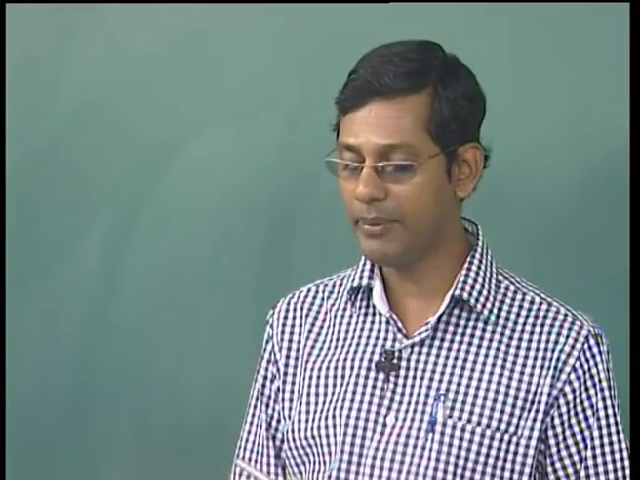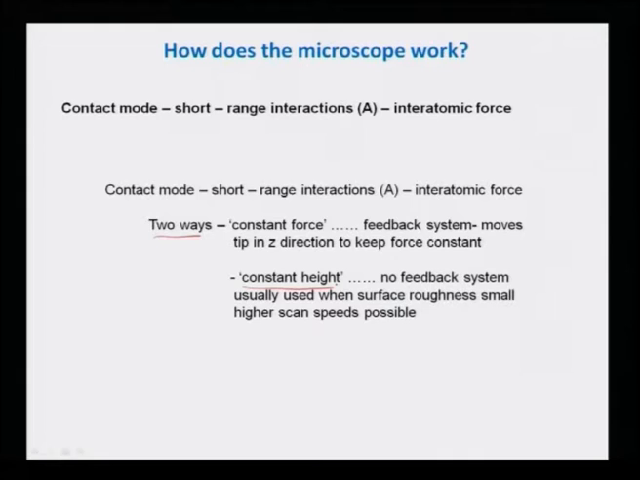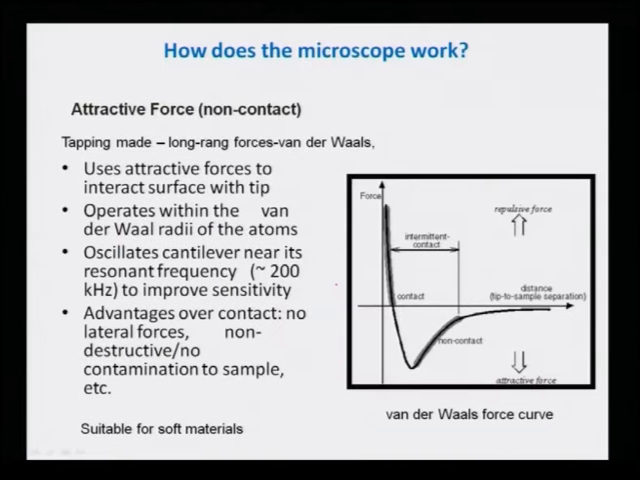Or you can have a constant height, where no feedback system is usually used when the sample roughness is small, and a higher scan rate is possible here also. In this case, the tip is kept at constant height from the sample surface and the force actually varies. That force leads to deflection of the tip, which can be measured to plot. Well, the attractive mode, called non-contact mode, also called tapping mode, normally uses attractive forces to interact the sample with the tip.